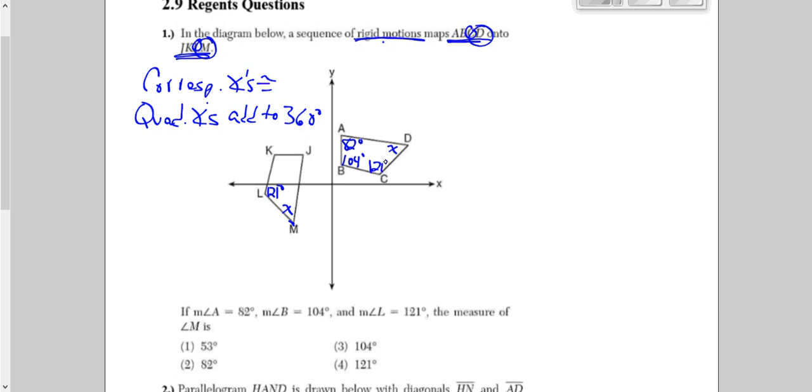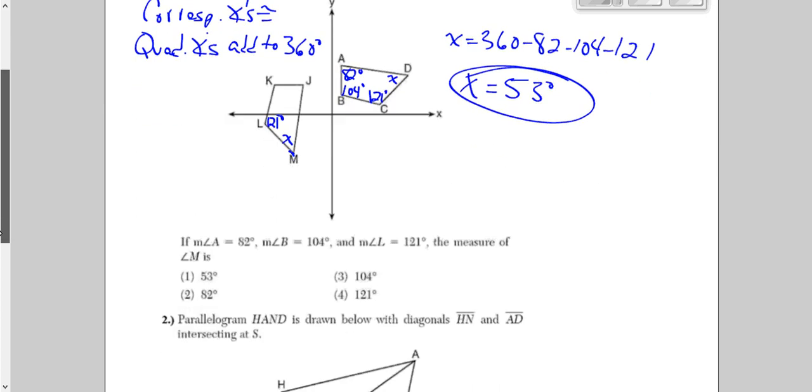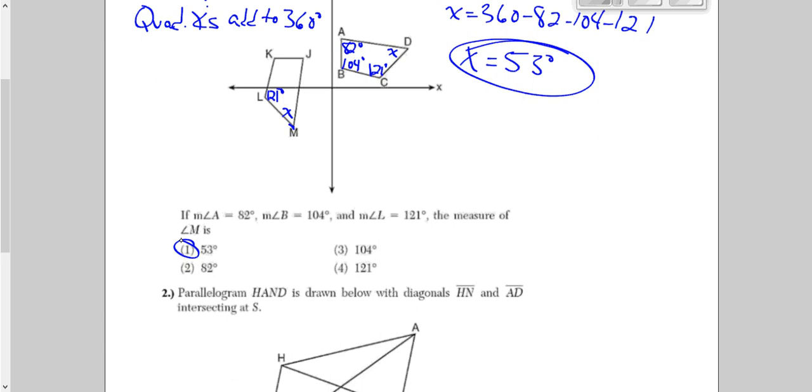So we just use the properties of rigid motion and congruent corresponding angles, and now we need to know something about quadrilaterals, which is what? So wouldn't X equal 360 minus 82 minus 104 minus 121? So X equals 53 degrees. Follow me? Okay, so we're combining stuff here. Let me get through 1 or 2 more here.